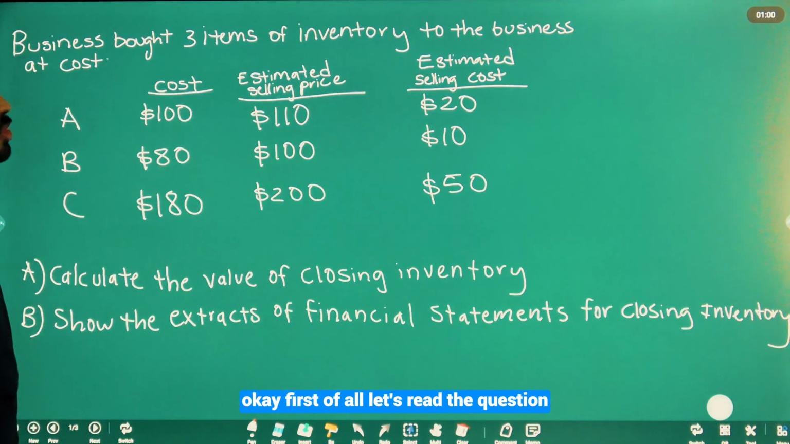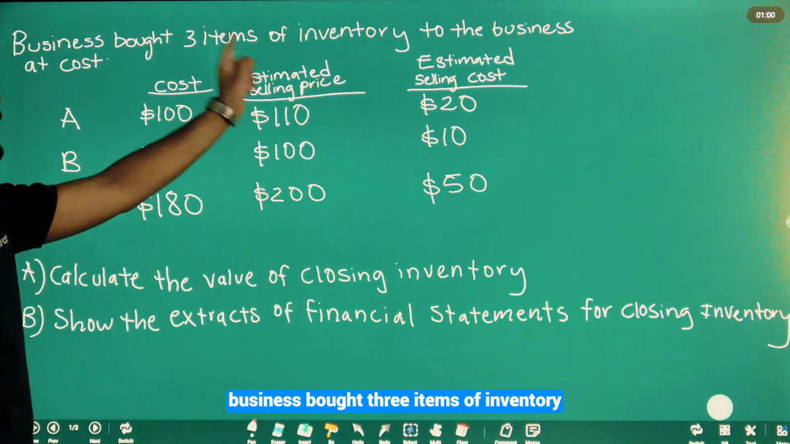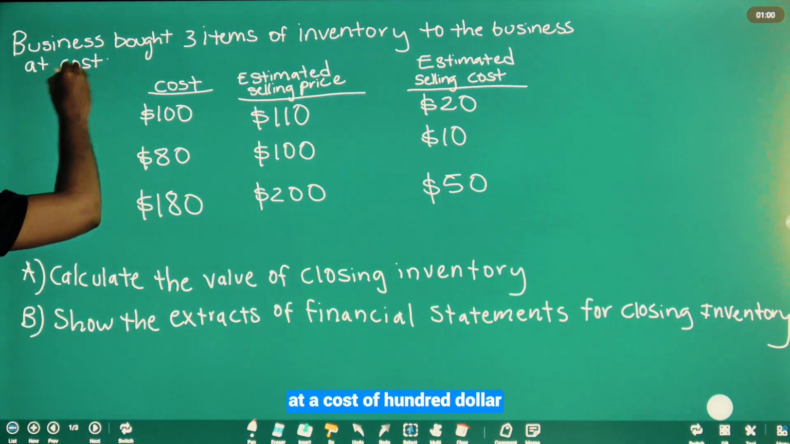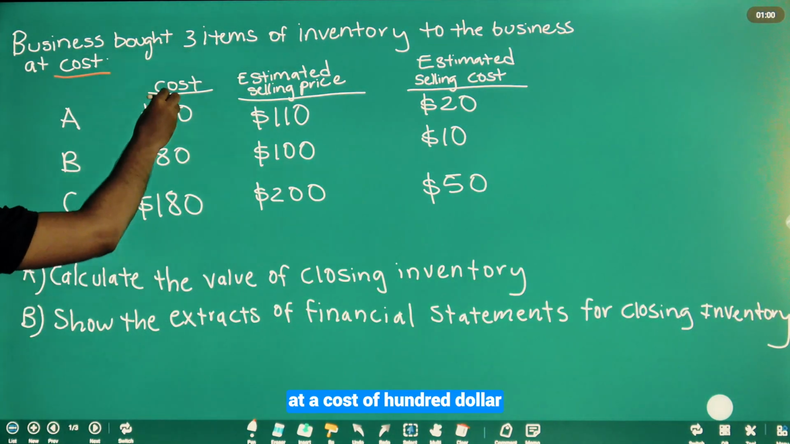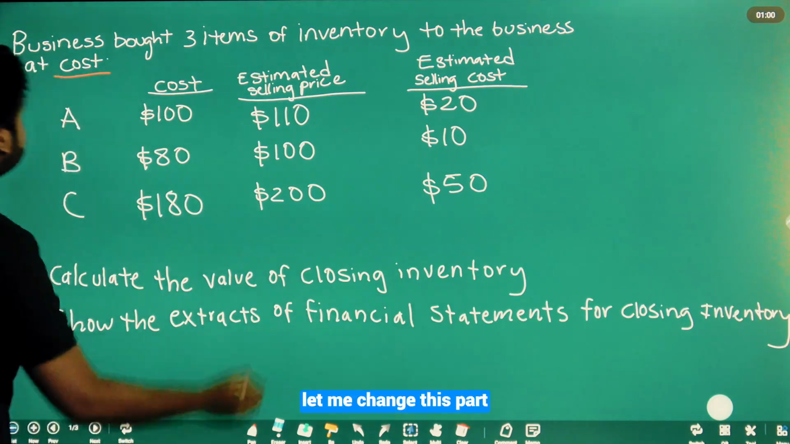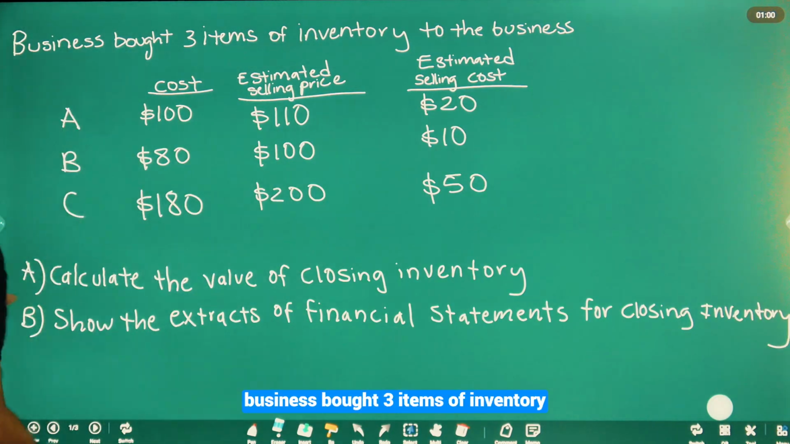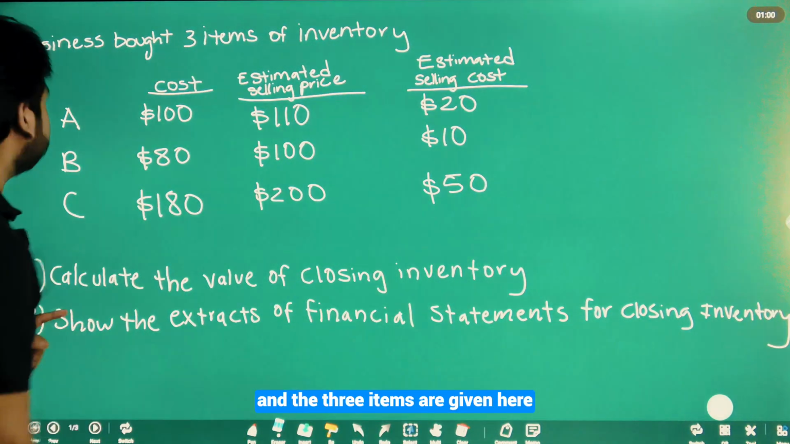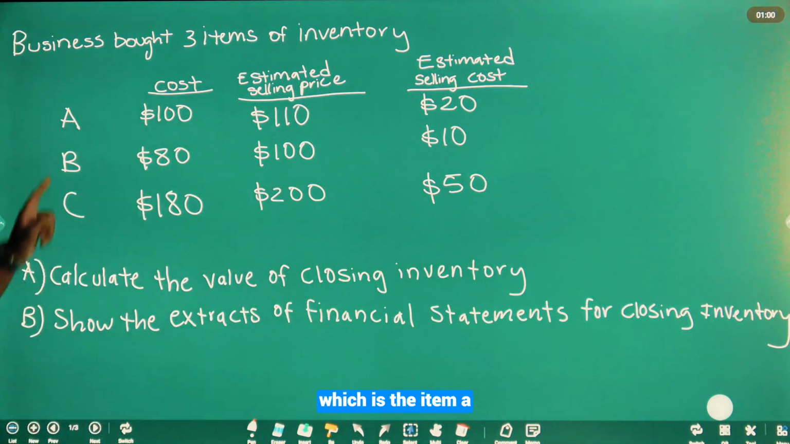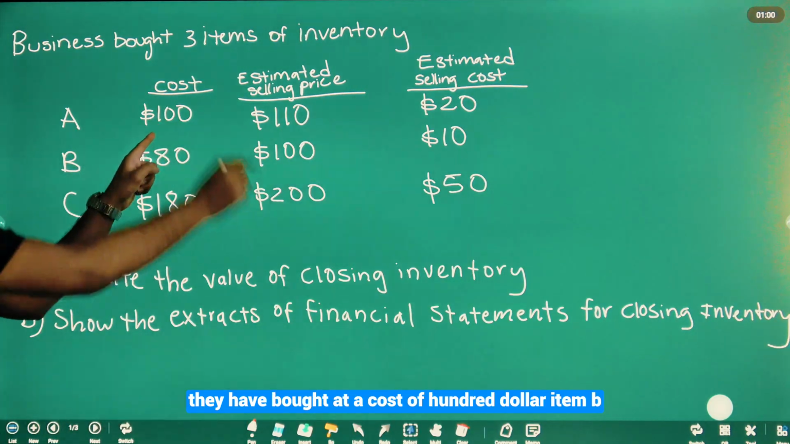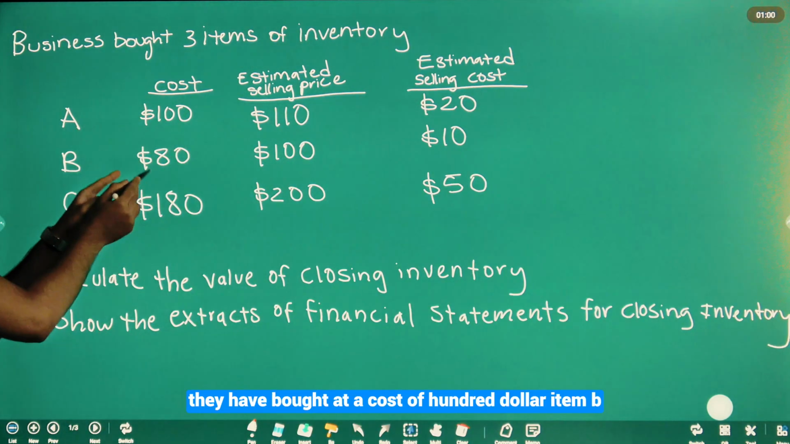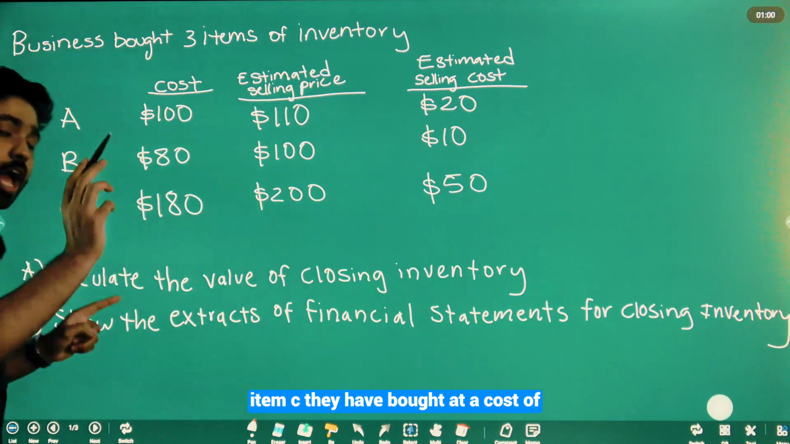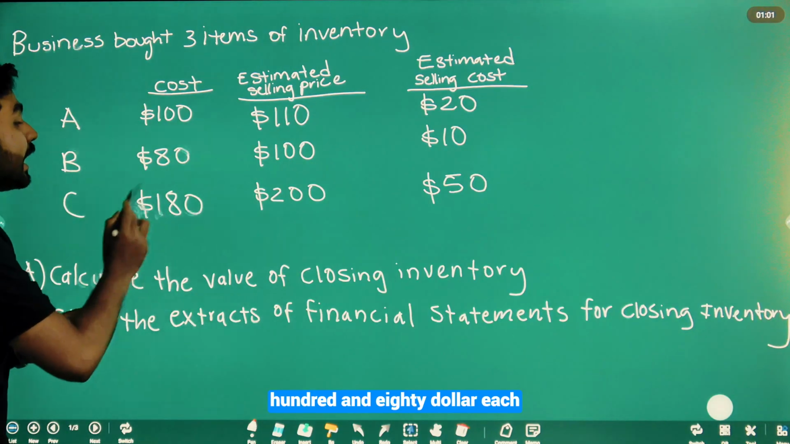Okay, first of all, let's read the question. Business bought 3 items of inventory. The 3 items are given here. Item A, they have bought at a cost of $100. Item B, they have bought at a cost of $80 each. Item C, they have bought at a cost of $180 each.